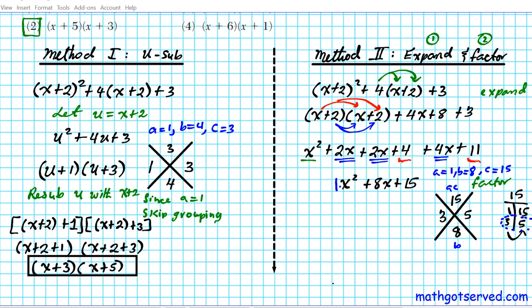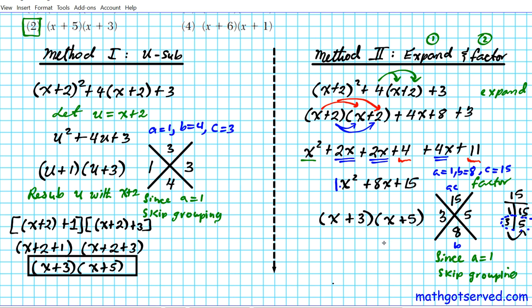Now, since we have a situation where a is equal to 1, what does that enable us to do? Do you remember? Since a is equal to 1, we can skip grouping. You can group if you want, but it's a waste of time. So skip grouping here and jump directly to the factored state. So it just involves writing it as x plus 3, the first factor, and then x plus 5, the second factor.